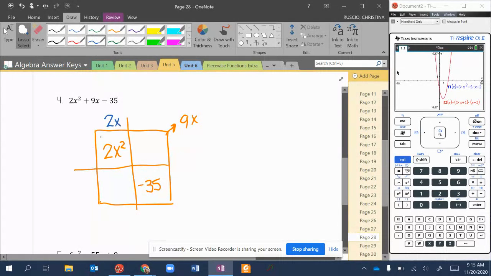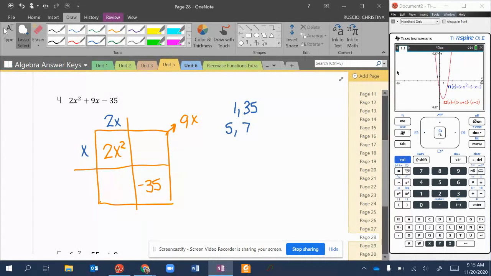So 2x times x is 2x squared, and now we need to find numbers that multiply to 35. So we have 1 and 35, we have 5 and 7. There might be a couple more. I'm going to try these for right now, or those might just be it. All right, let's see what's going on here.